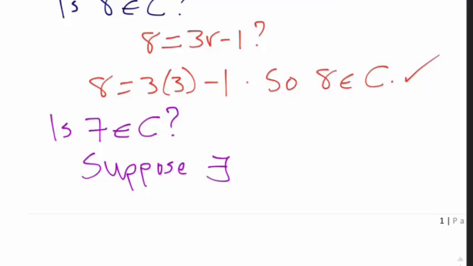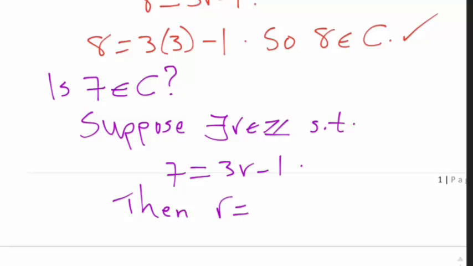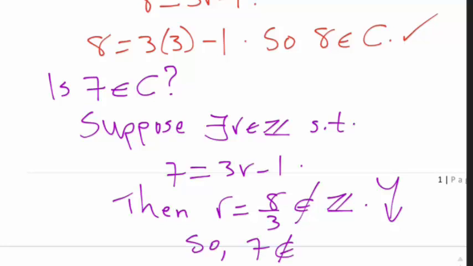Suppose there exists, that symbol means there exists, suppose there exists an integer r such that 7 can be written as 3r minus 1. Then solving for r, we end up with r equals 8 over 3, which is not an integer. That is a contradiction right there. So what is our conclusion? 7 is not an element of C. I would personally use this symbol to mean contradiction.